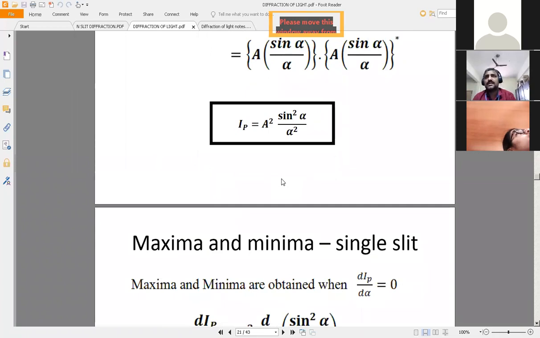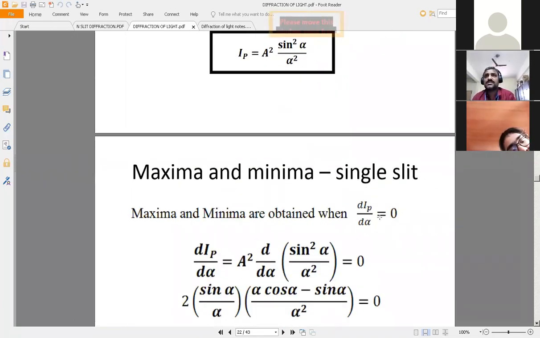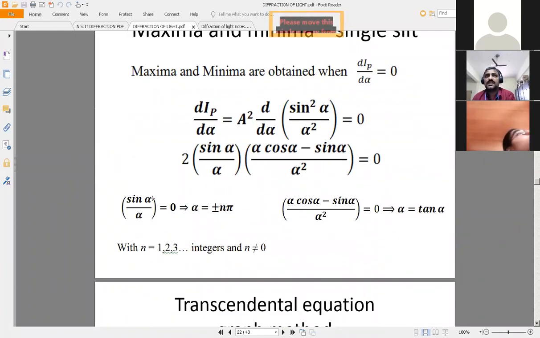And to calculate where we get the maxima and minima, we have differentiated this expression with respect to the variable alpha. Then we got dI by d alpha equal to 0 as two possibilities: either sin alpha by alpha going to 0, or alpha equal to tan alpha, right? In this, the left hand side condition gives you alpha equal to pi, 2 pi, 3 pi, etc., which are going to be minima other than n equal to 0. And the right hand side gives you the condition for secondary or subsidiary maxima.